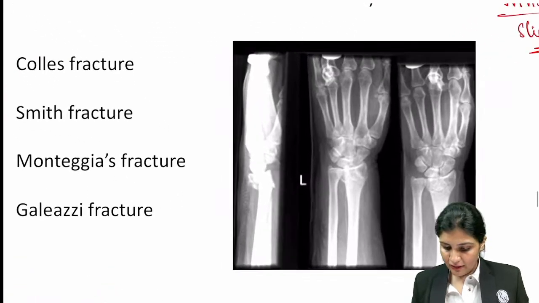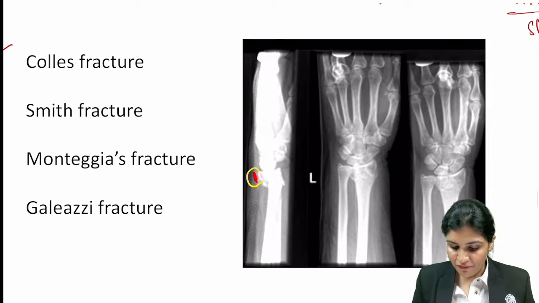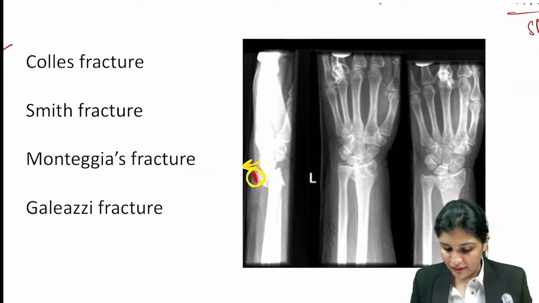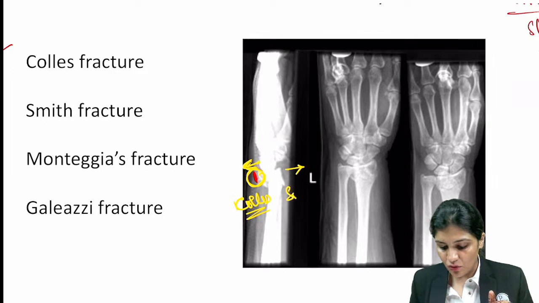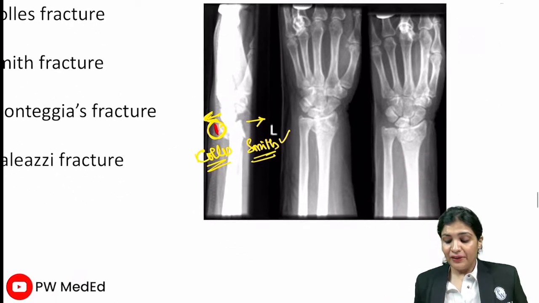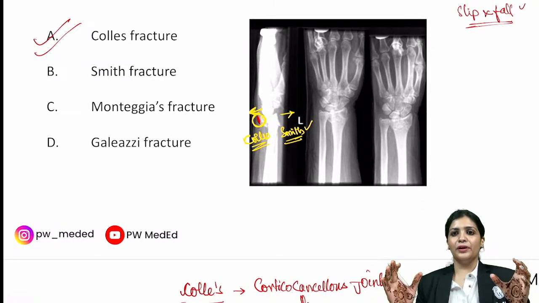So if you see here, there is a dorsal displacement, right? So here the distal fragment will come to the dorsal side. It is moving this side. So similarly, this is called the Colles. If it goes on the opposite side, that is the ventral side or the palmar side, then it is called the Smith fracture, right?